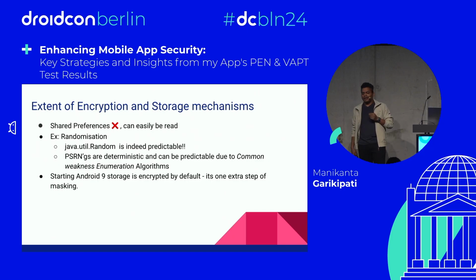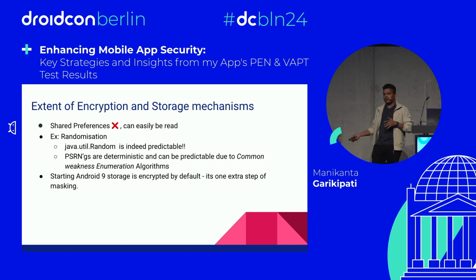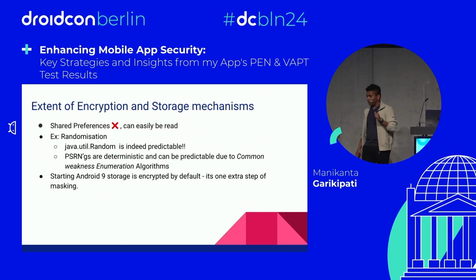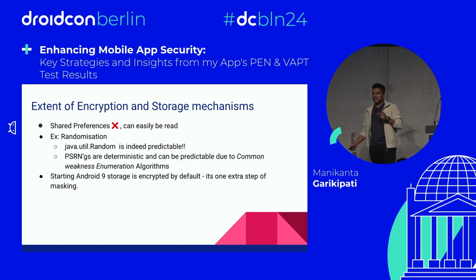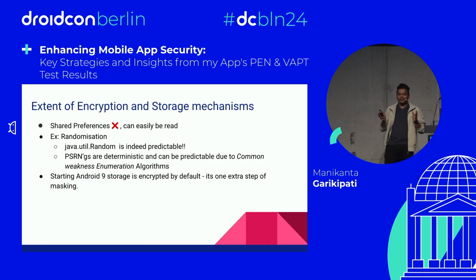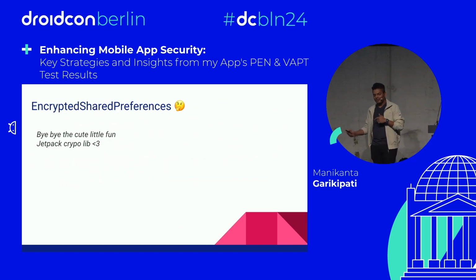And we also know that starting from Android 9, most of the data is encrypted on disk. However, in the next slides, we are going to see how your data, it's okay that it has been encrypted, but hackers don't really care whether it is encrypted or not, because you could still get a lot of things done with the ciphertext itself. So we are going to delve deep into it.